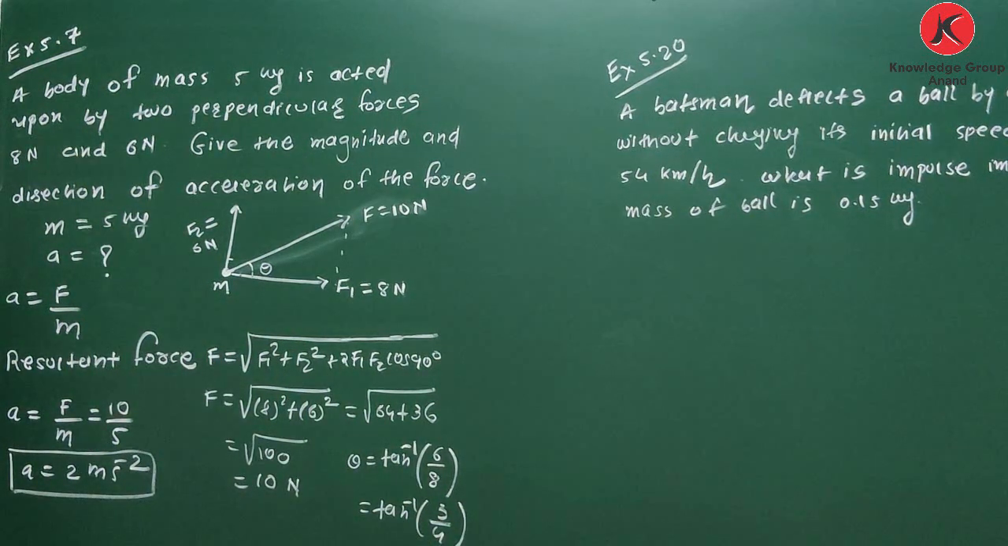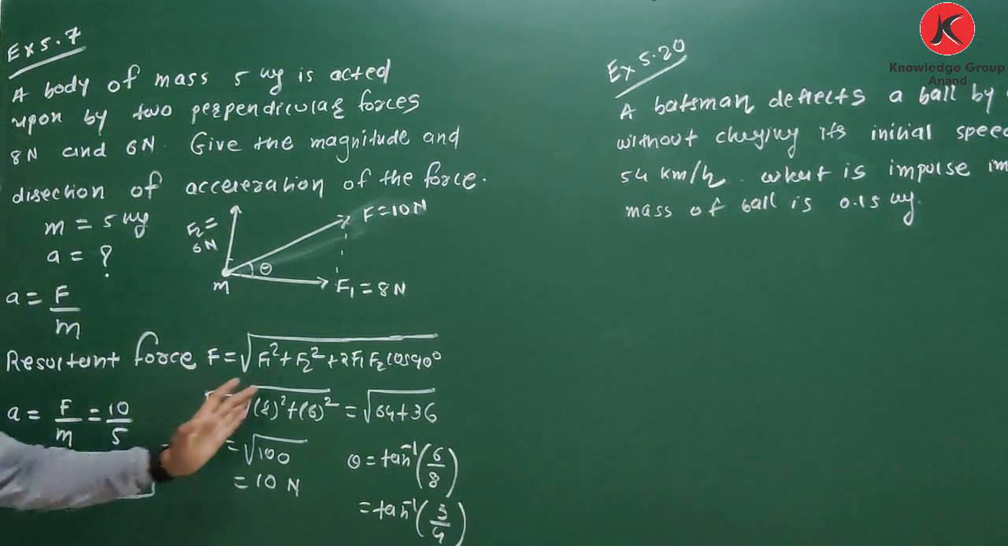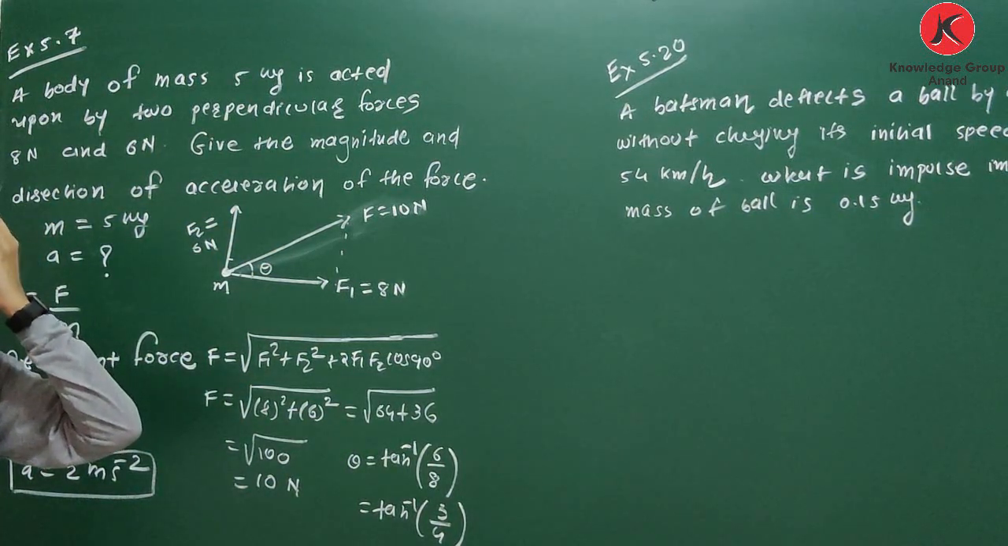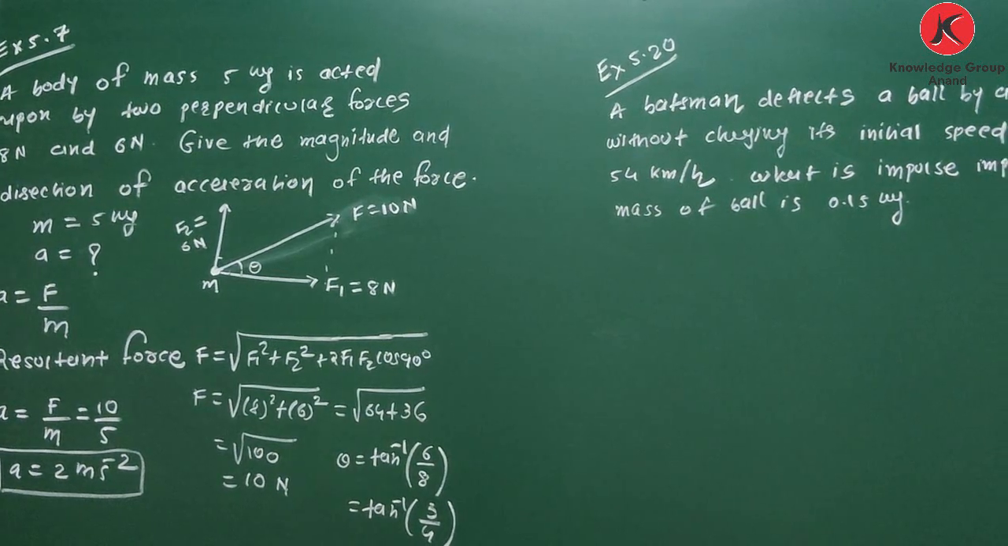Clear about this? So a body of mass 5 kg acted upon by two perpendicular forces 8 Newton and 6 Newton, give the magnitude and direction of acceleration. This is one question in which you have to find the resultant force, its magnitude and direction. Okay, now next question.